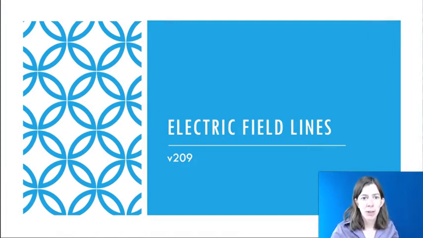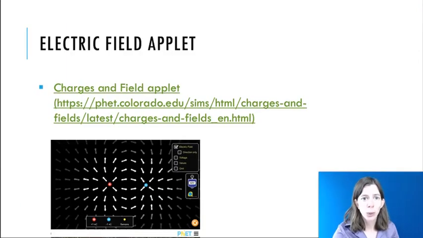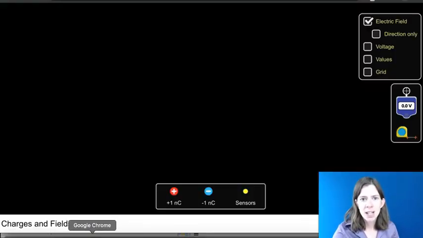We just talked about the electric field and how it's related to electric force and how to find electric field. So now we're going to learn a few more details about the electric field, especially the direction of the electric field. The first thing I wanted to show you is this applet, again by PhET, and it's called Charges and Fields. It's always nice to just have a little visual.